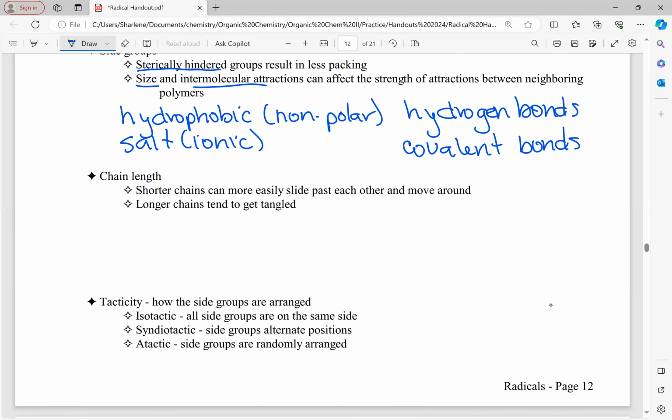Now, how are you going to control chain growth? Okay, that's a tricky business. So you can limit starting material, you can use colder conditions, but shorter chains can more easily slide past each other, and longer chains tend to get tangled. And just one fun note in the laboratory, if you use a low concentration in a radical polymerization, you tend to get larger or longer chains.